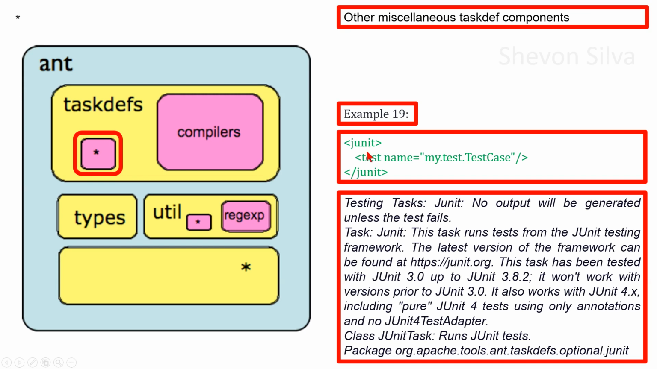With regard to the API, the class JUnit task runs JUnit tests, and this is in package org.apache.tools.ant.taskdefs.optional.junit. Here it runs the test defined in my.test case in the same VM. No output will be generated unless the test fails.